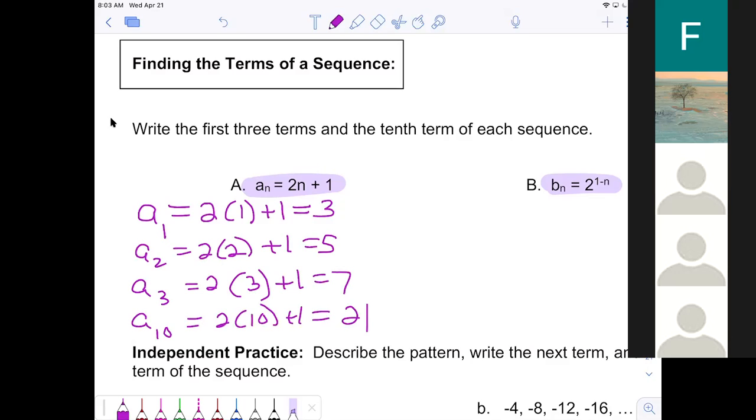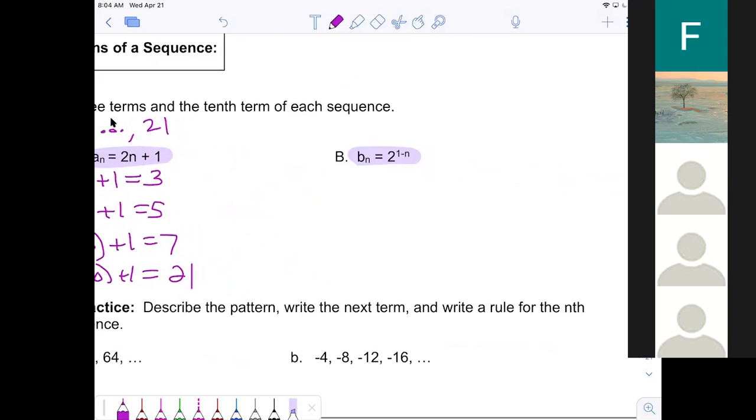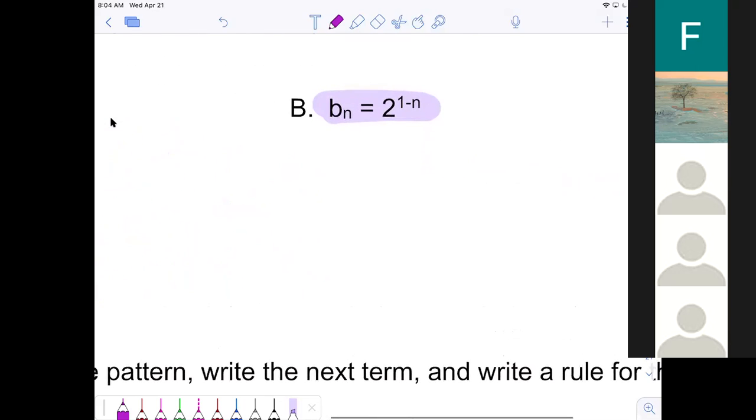Let's look at letter B. So letter B has b sub n equals 2 to the 1 minus n. Well, this is just like saying f of x versus h of x versus g of x. Let me write these numbers up here. So for part B, you're going to do exactly the same thing. We just used a different letter to represent a different sequence.